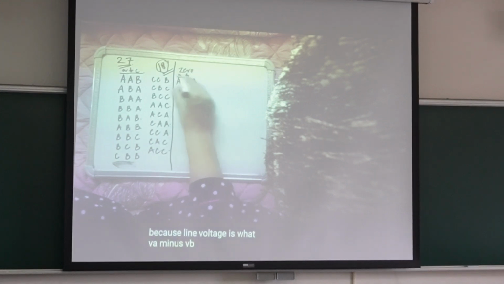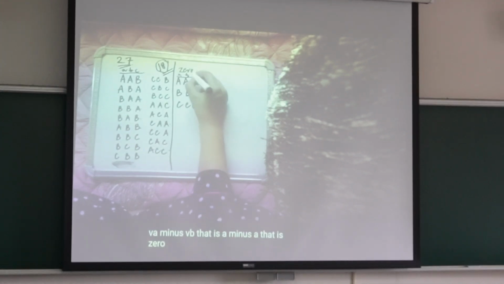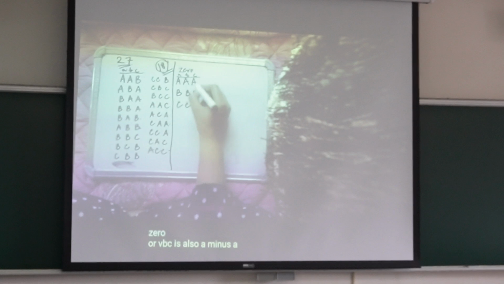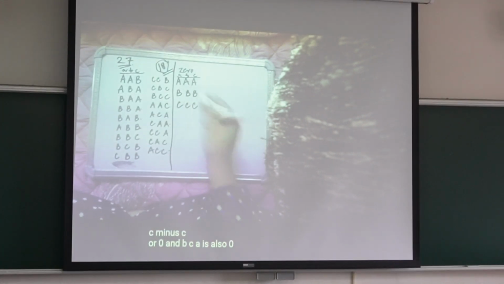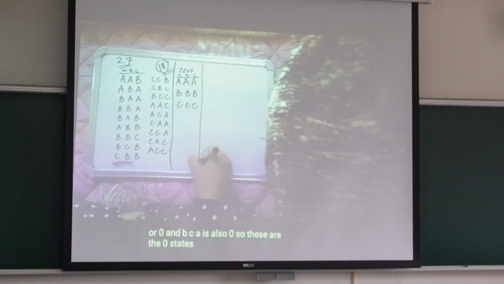VA minus VB, that is A minus A, is the same, so that is 0 voltage. VBC is also B minus B, which is always 0, and VCA is C minus C, also 0. So these are the 0 states. We call them zero states.